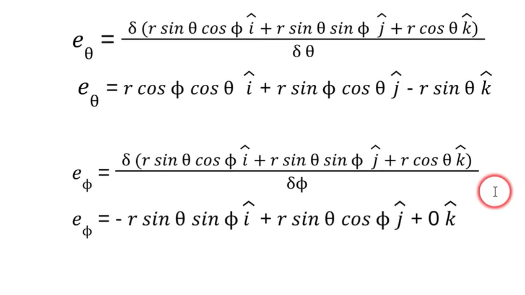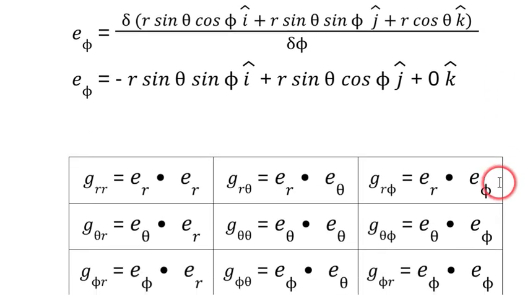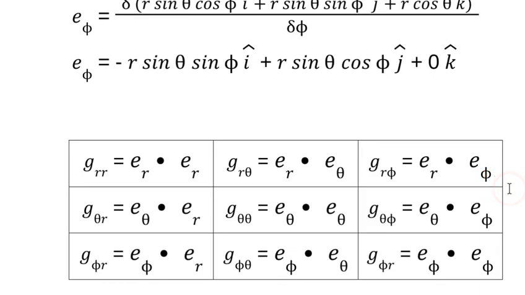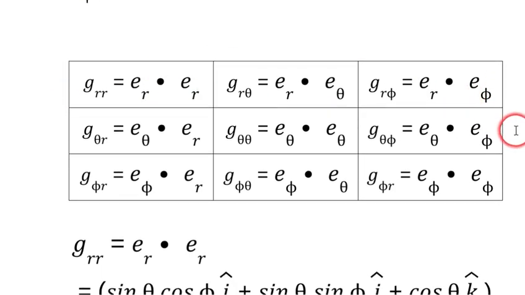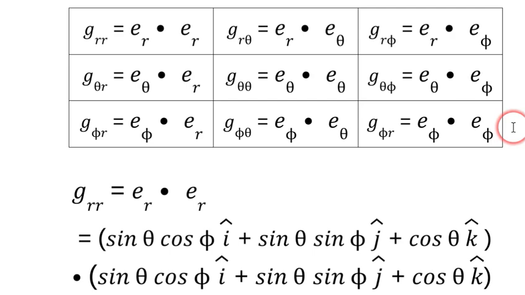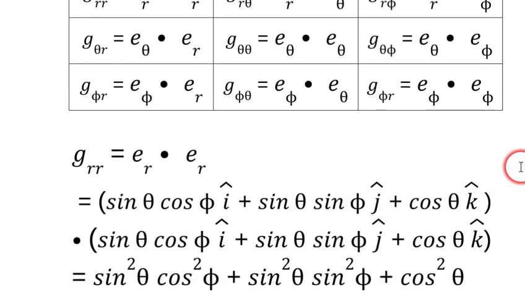Okay? Now, to find the metric tensor, we have to find the dot product of all these basis vectors. All right, so we're working in 3 dimensions. So we're going to have 1, 2, 3, 4, 5, 6, 7, 8, 9. We're going to have 9 entries in this. And it is the dot product of all of these different basis vectors. Okay, so let's start with the first one, e_r. So we write down what e_r is, and we found it to be this. We dot it with itself.